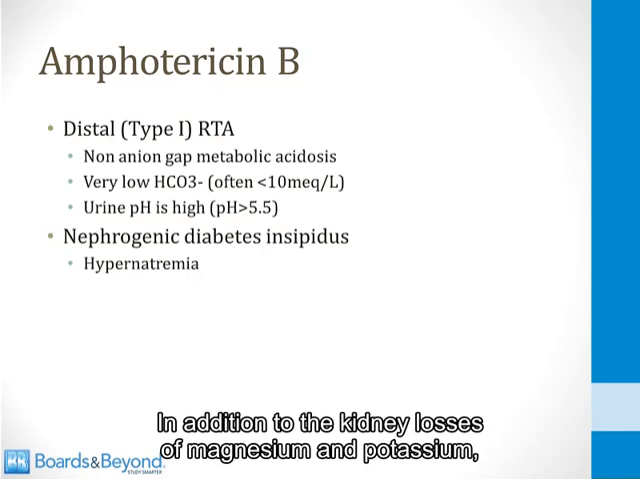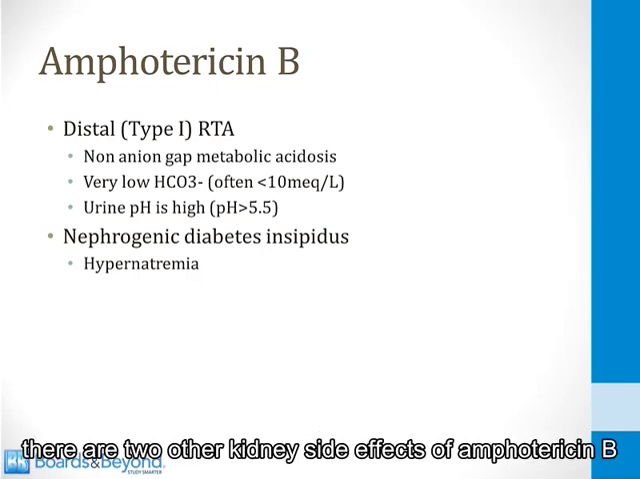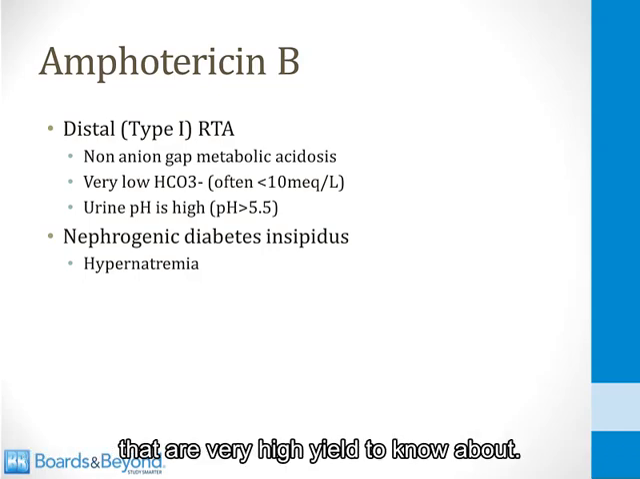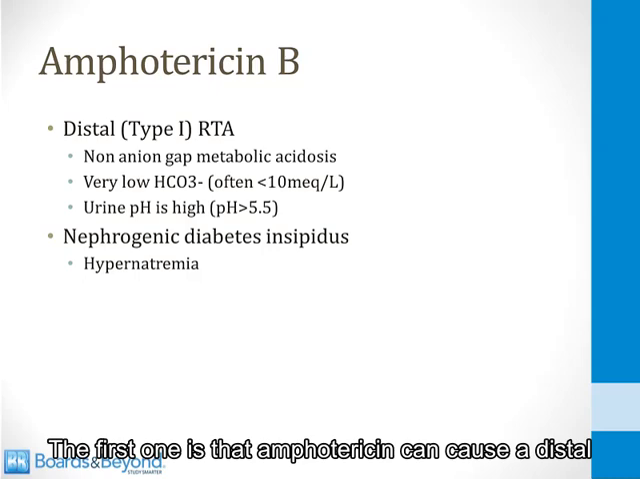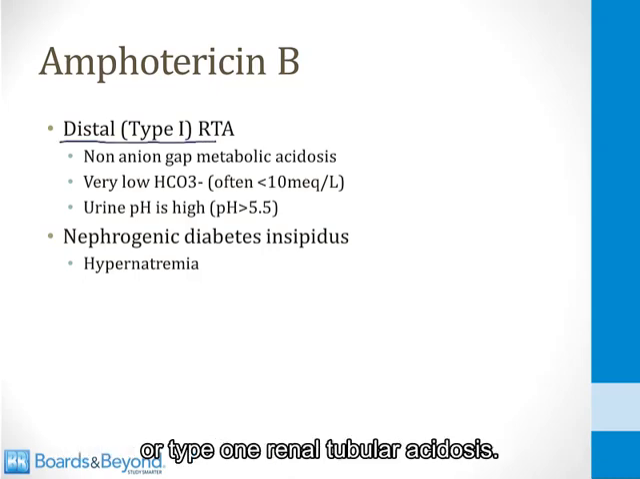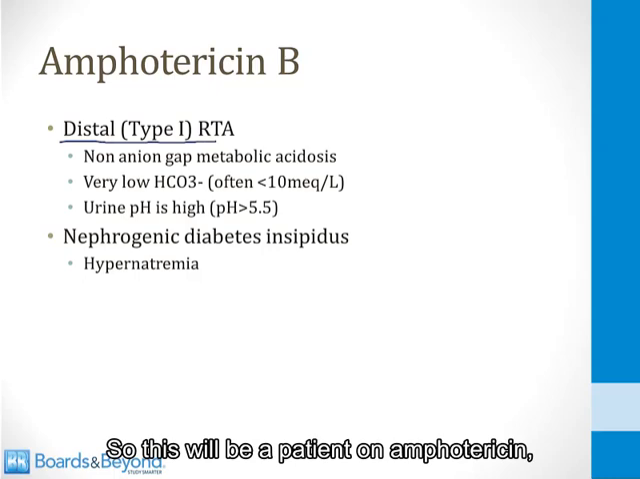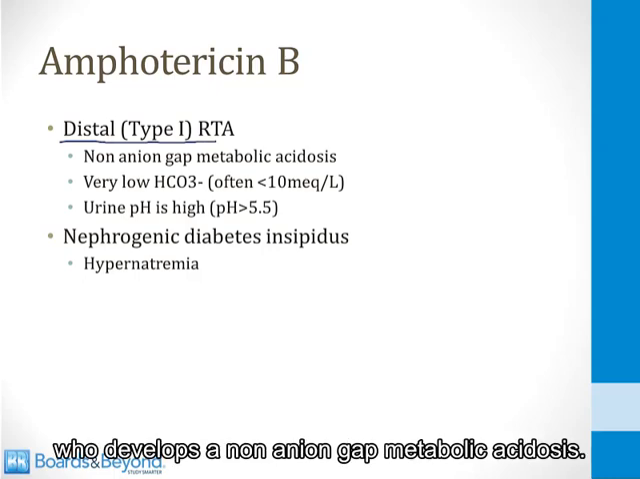In addition to the kidney losses of magnesium and potassium, there are 2 other kidney side effects of amphotericin B that are very high yield to know about. The first one is that amphotericin can cause a distal or type 1 renal tubular acidosis. So this will be a patient on amphotericin who develops a non-anion gap metabolic acidosis.